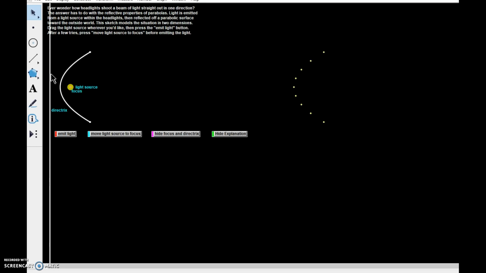Headlights. You don't want your headlights to go too far into a horizontal beam. You want them to disperse a little bit, but the back of those is maybe kind of parabolic. I don't know. The one that I really like is the flashlight.